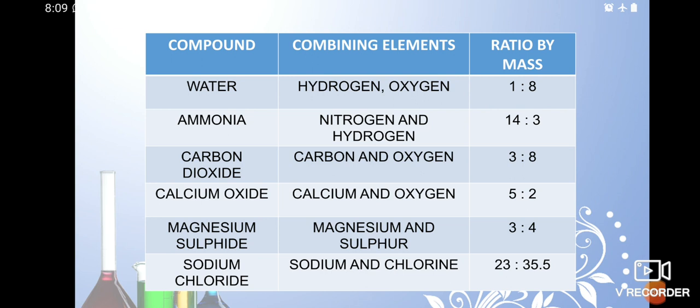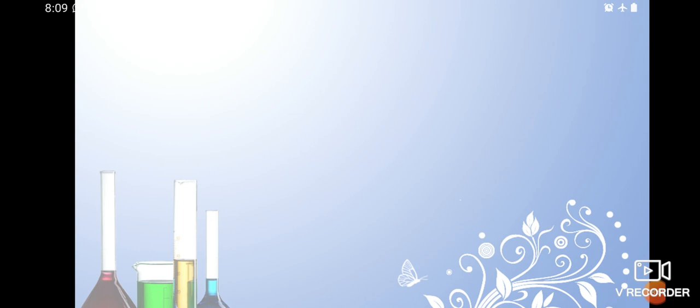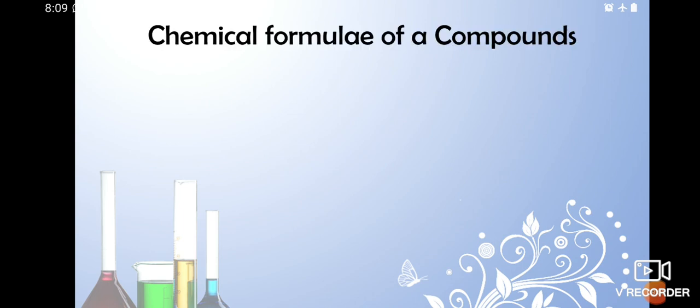Sodium chloride, sodium and chlorine, 23:35.5. So in this way the ratios are formed for the compounds. Okay students, so this is the molecules of compounds concept. Then we will discuss the chemical formula of compounds. How to write a formula for a compound.